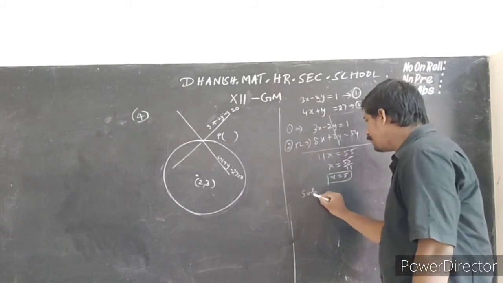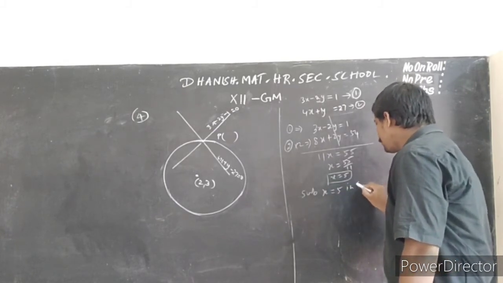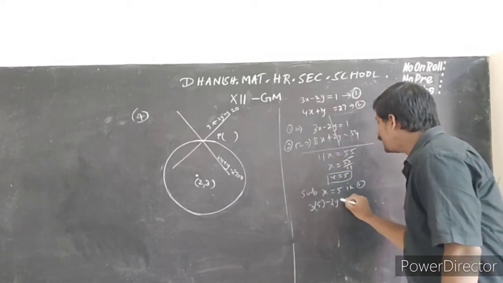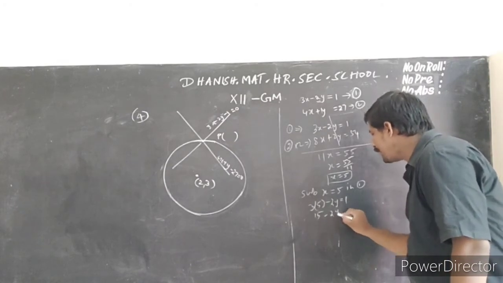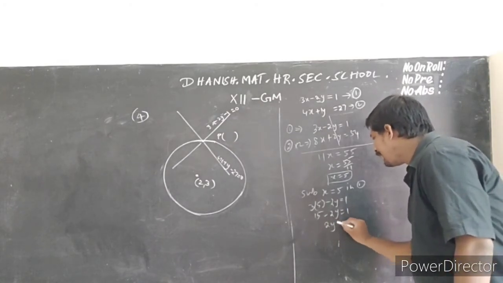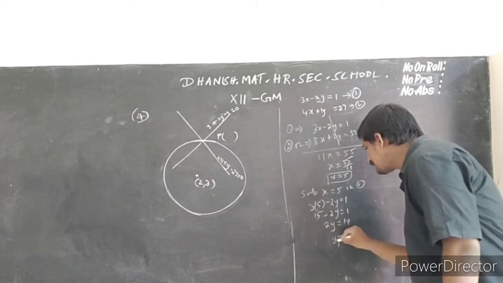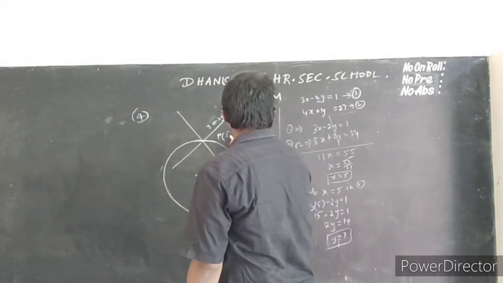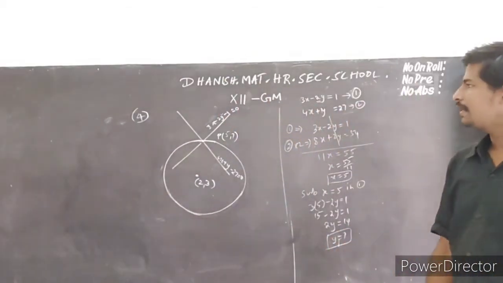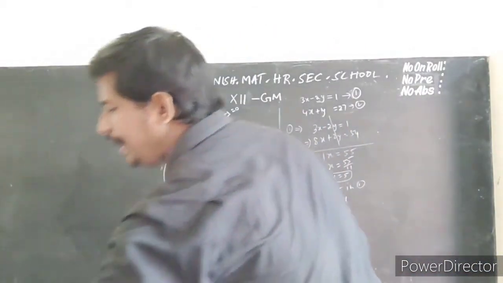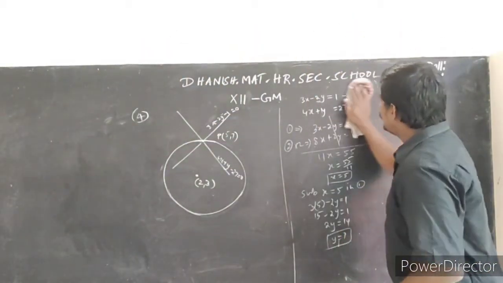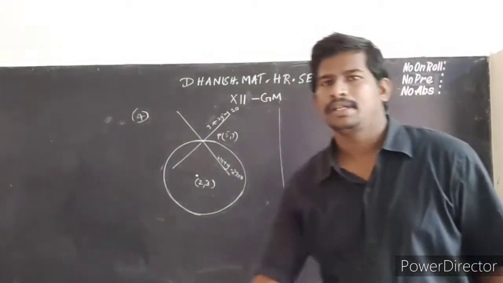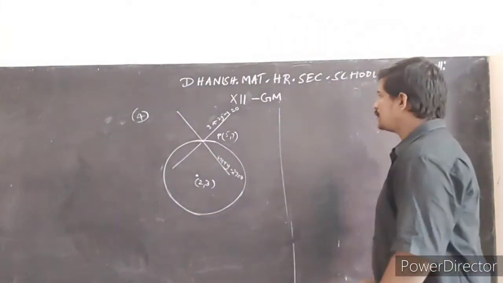Now I am going to substitute x equal to 5 in equation number 1. So 3 into 5 minus 2y equal to 1. So 15 minus 2y equal to 1, so 2y will be 14, so y is 7. So we got our point of intersection as (5, 7). Here we got one point on the boundary. Am I right?